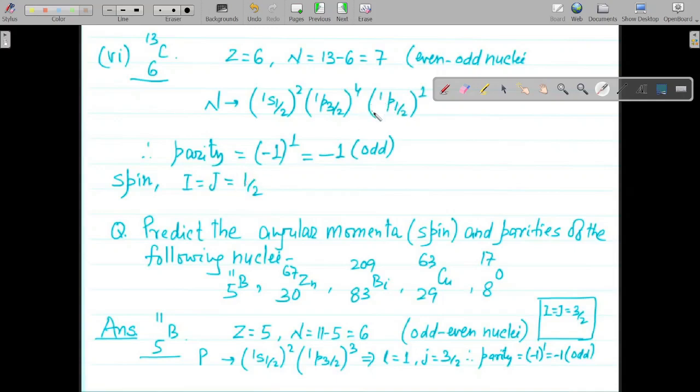This is for C613. Now predict the angular momenta, spin and parities of the following nuclei. Again the same question: boron 511, zinc 3067, bismuth 83209, copper 2963, oxygen 817. Now boron 511, what is the value of Z? Z equal to 5. What is the value of N? N is equal to 6.